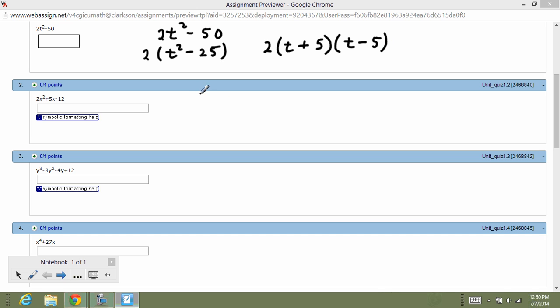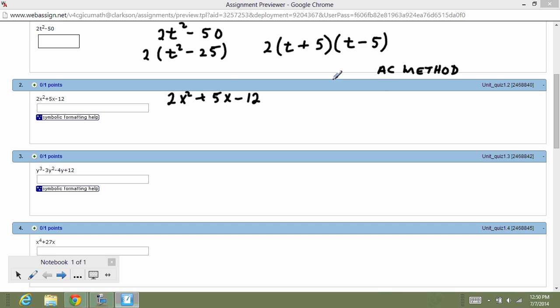The next one, 2x squared plus 5x minus 12. Again, just an expression that we're trying to factor here. You probably can factor this using a reverse FOIL technique, something of that nature. Instead, what I'm going to do is use the AC method that we discussed, because a couple students were asking to see more of it and see it done some more.